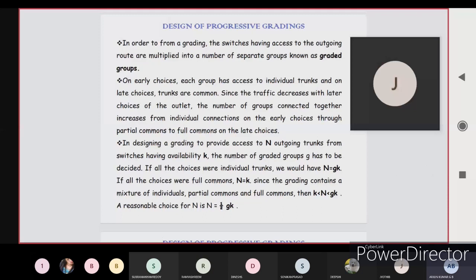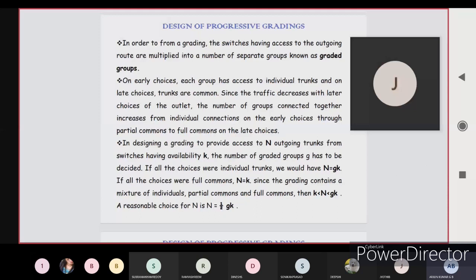If all the choices were fully common, all the lines are fully available to all the switches, then n is equal to k. The grading contains a mixture of individual, partial common and fully common. Partial means we can remove it. Fully common means it is permanently common for both groups. Individual means there is no common interconnection between the trunk lines.